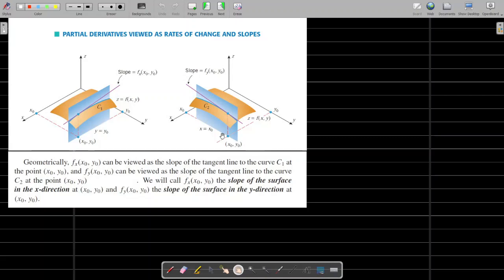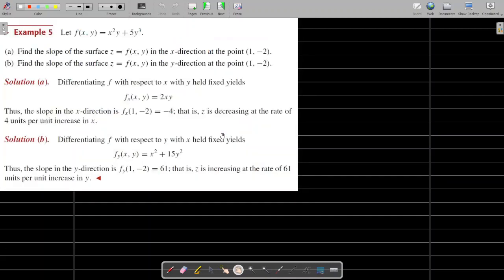What is the slope of the surface when we are moving in the y direction? If you are asked questions like this, find the slope of the surface z equal to f of x y in the x direction at the point 1, 2, what do you have to do? You have to find fx at 1, minus 2.